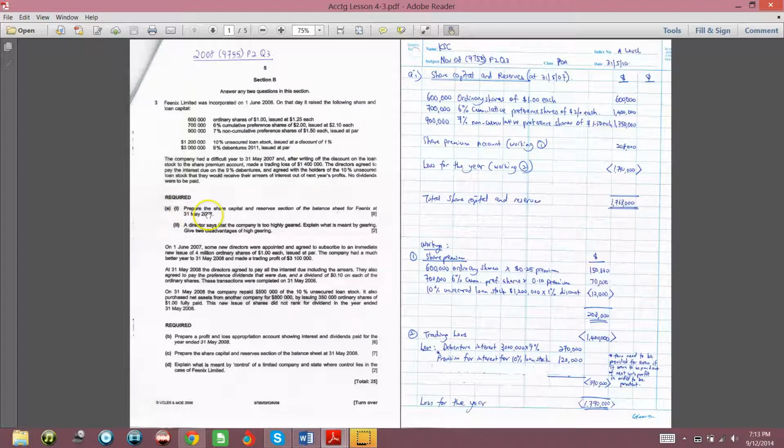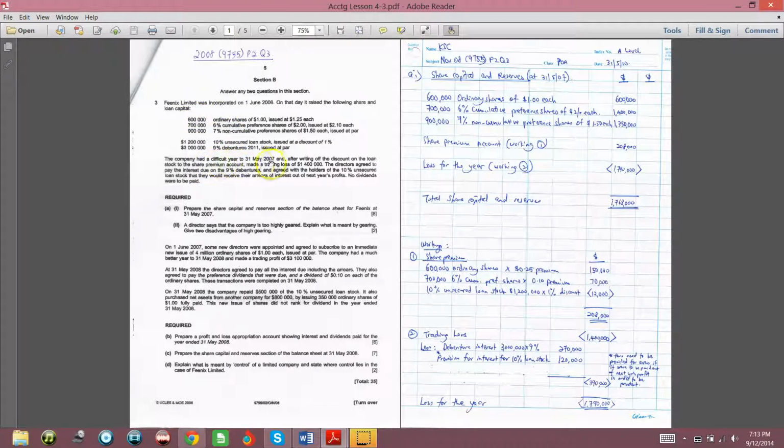Part A says prepare the share capital and reserves of the balance sheet for Phoenix at 31 May 2007. The director says the company is too highly geared. Explain what is meant by gearing. Give two advantages of high gearing. So this is also what I have explained before. Now it says prepare the share capital and reserves at 31 May 2007. So, share capital and reserves.